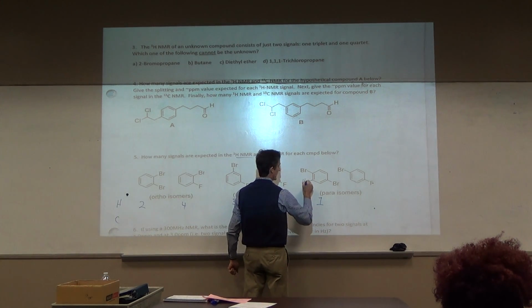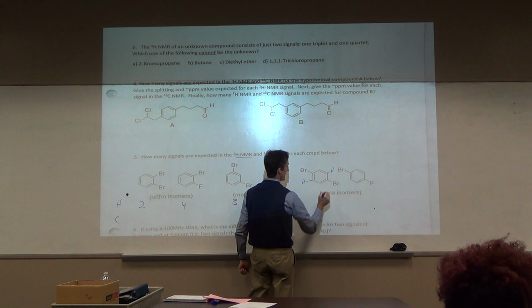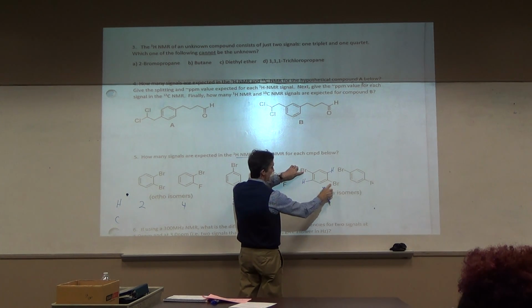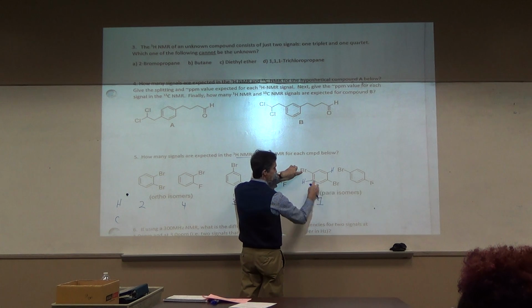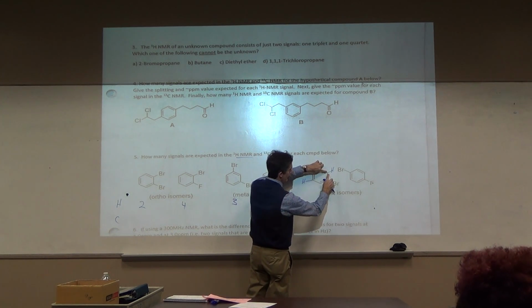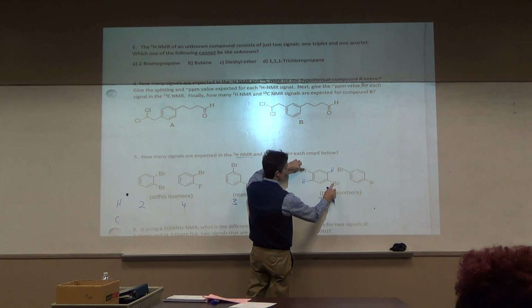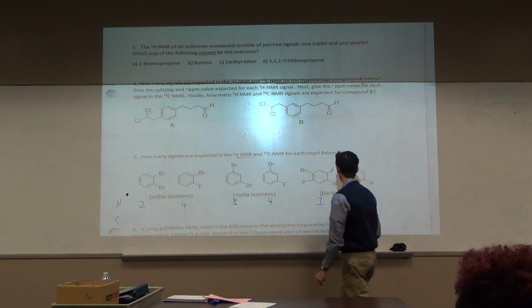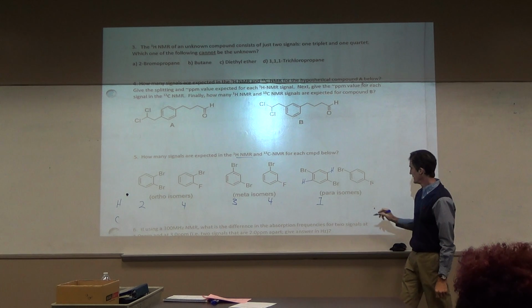This H and, for example, that H are the same. This one is right next to a bromine and 2 away from the bromine. We call this ortho to this bromine and meta to this bromine. That's the same thing. Ortho to a bromine, meta to a bromine. They're the same. And if you look at all 4, they're all the same. 1 signal. How about this one? 4.